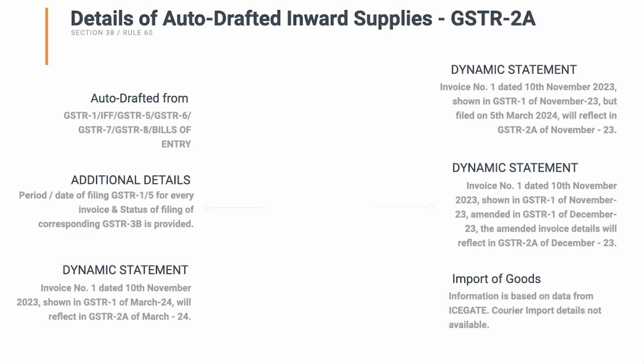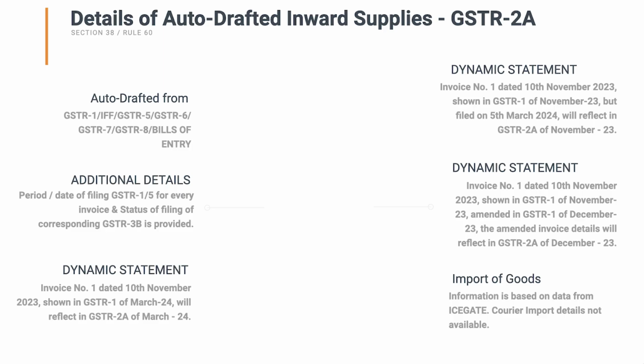Finally, the invoice number 1 dated 10th of November shown in GSTR 1 of 23 is amended in GSTR 1. The amended invoice detail will reflect in GSTR 2A of December 23. So these are the examples that give you an indication as to what is meant by dynamic. Whatever I have written down there, it is shown there.